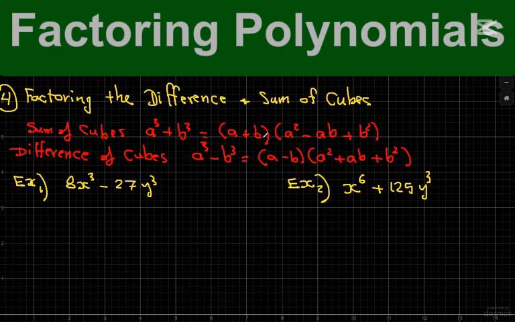And then you put a plus and then you square that and you get a b squared. So that's the rule. And it's the same thing with the difference of cubes. So when it's a minus here, then you put a minus here and these two become plus, but you end up with the same thing inside the brackets.